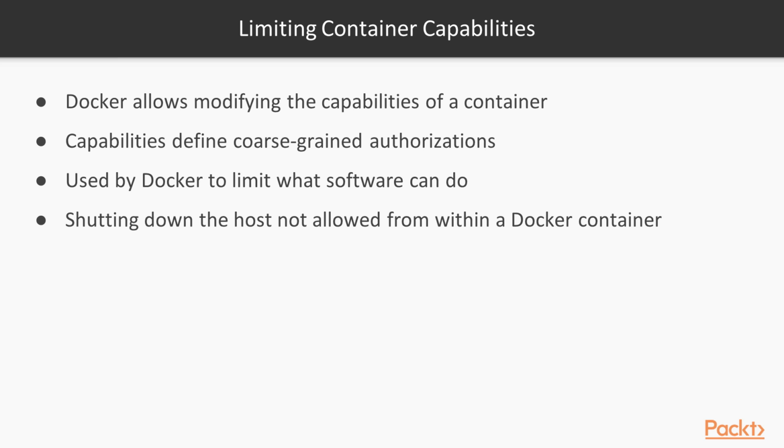A strong feature of Docker is the ability to modify the capabilities of a container. Capabilities define coarse-grained authorization on Linux and are used by Docker to limit what software running inside a container can do. For instance, shutting down the host, which is a kernel-level instruction, is not allowed by default from within a Docker container.